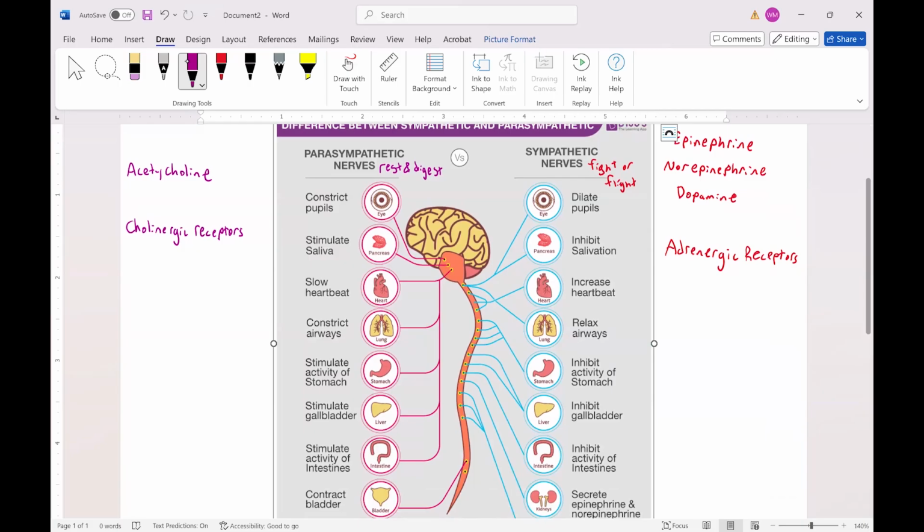Now my pupils are constricting. My salivation is increasing so that it can start digestion. I don't really need that high heart rate anymore to get to those muscles, so we're going to decrease that. We'll constrict those airways. We don't need all that oxygen coming in like we did before. We are going to activate the stomach. We're going to activate and stimulate the gallbladder and the intestines, bringing all that blood flow to those areas to pick up the nutrients, and contract the bladder to push out the urine that's in there.